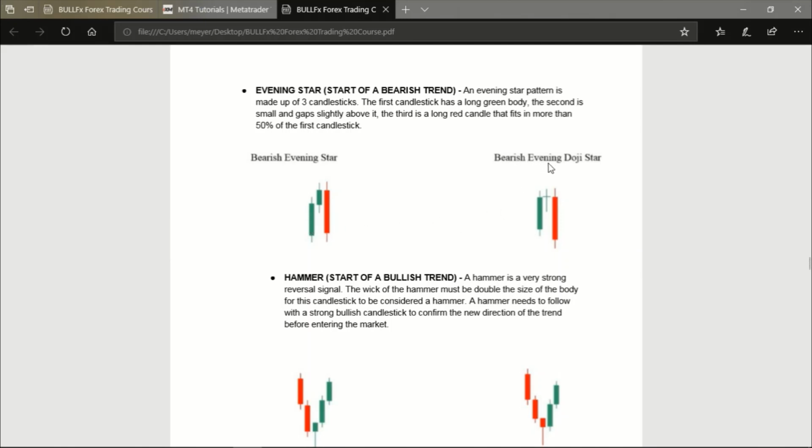Same with the bearish evening doji star over here. So you can see that the middle candlestick is replaced with a doji, and this now shows us that the market is starting to trend downwards with the long red candlestick we've got over here. So just pay attention that these are 3 candlestick patterns, and you have to have these 3 candlesticks for the pattern to be valid.